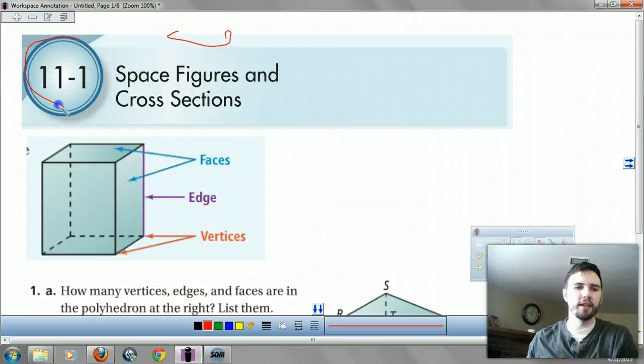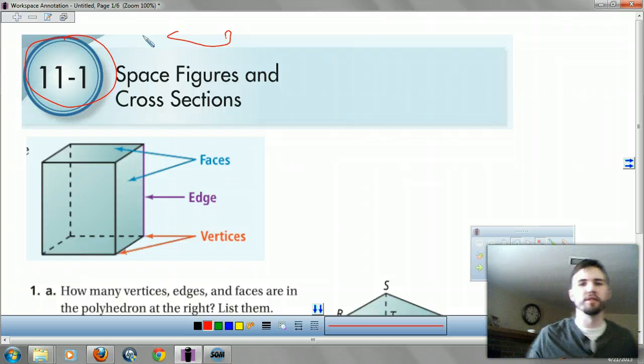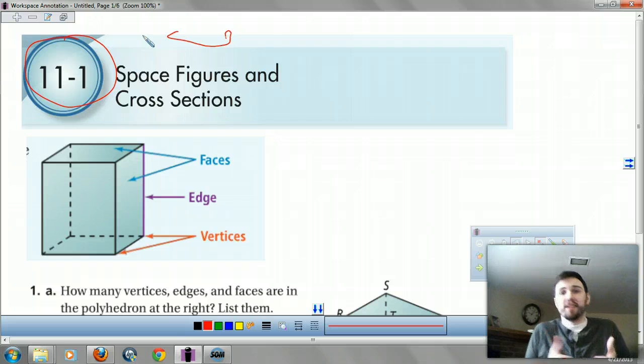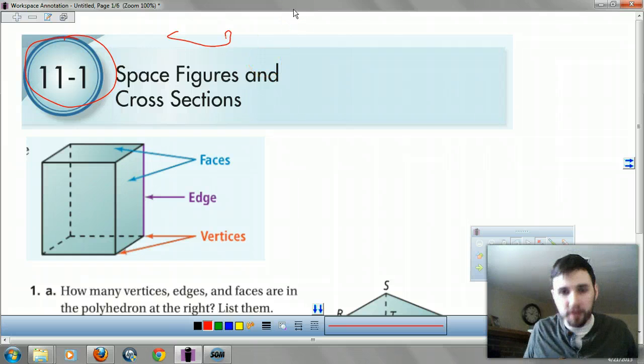Today we are looking at 11.1 space figures and cross sections. So we're going to be going to space and cutting stuff in half. That's not actually what's going to happen. First, let's talk about three-dimensional figures. We're moving from the paper world to the real world, right?